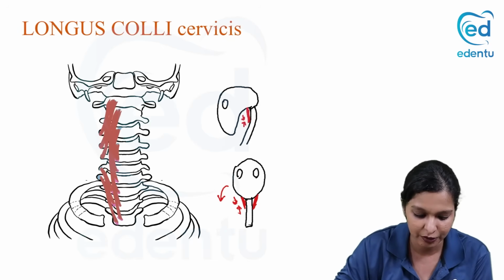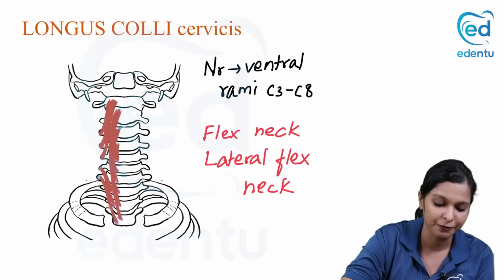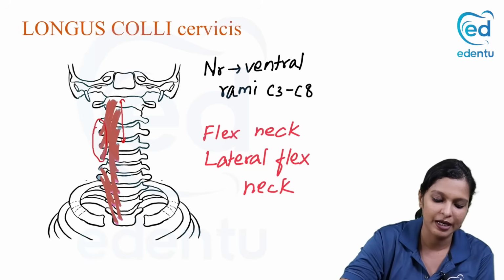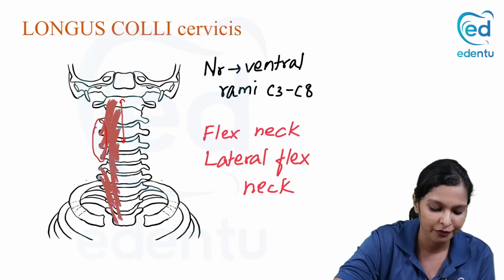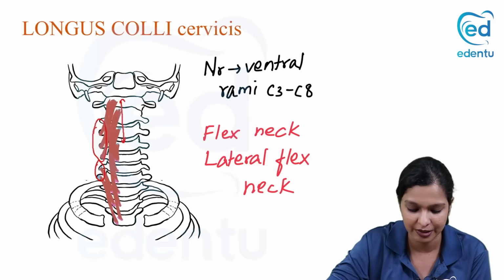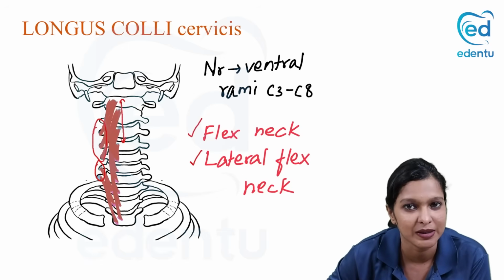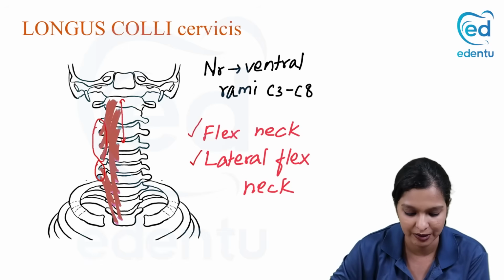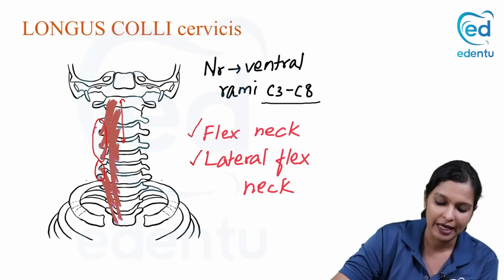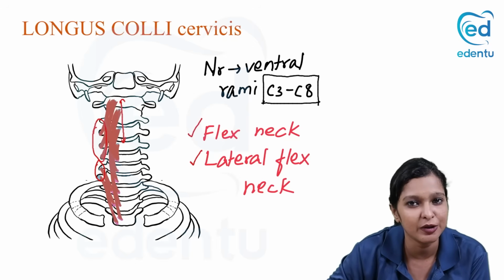Now you can try to guess what the action of this muscle is. This is present both on the front because it is related to the body, as well as on the side because it is related to the anterior tubercles of the transverse process. So it causes flexion as well as lateral flexion of the neck. So that is the action of this muscle. And the nerve supply is the ventral rami of C3 to C8. You have to remember the nerve supply, ventral rami of C3 to C8.